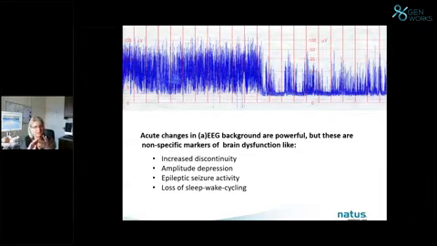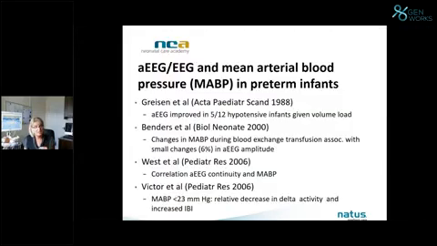What medications have we given? Let's do a blood gas. Let's check the blood sugar. Has the baby had a bleed? All of these things we can start thinking about the minute we see this very acute change in the AEEG background. And often we can see this change in the AEEG before we see other changes in physiological parameters.